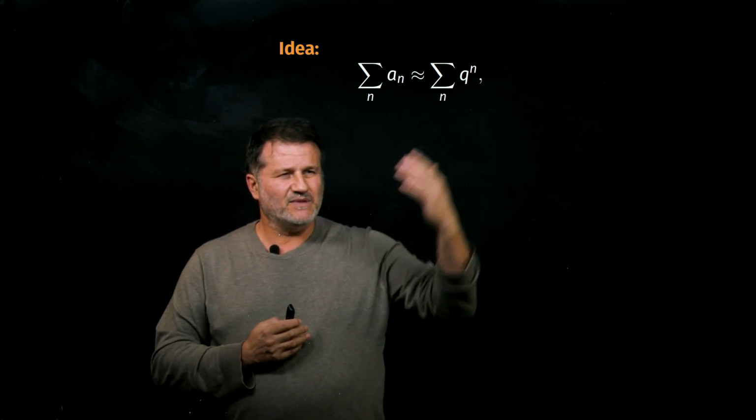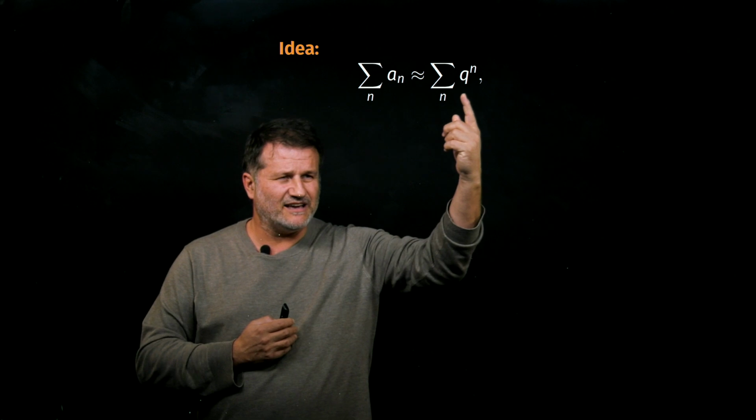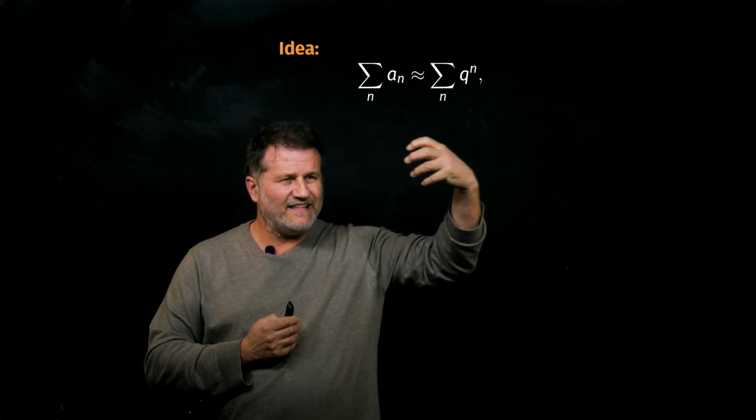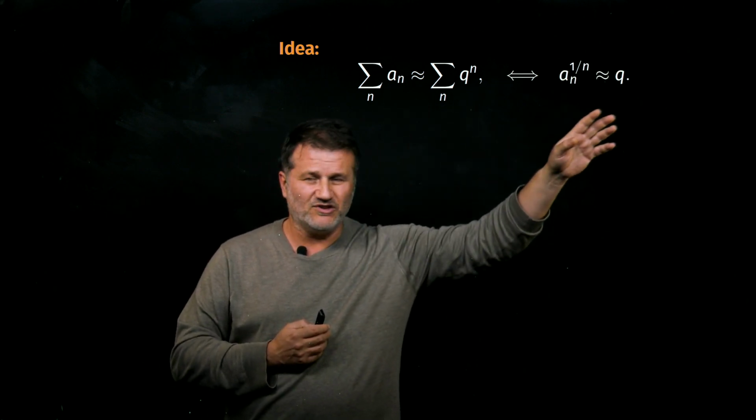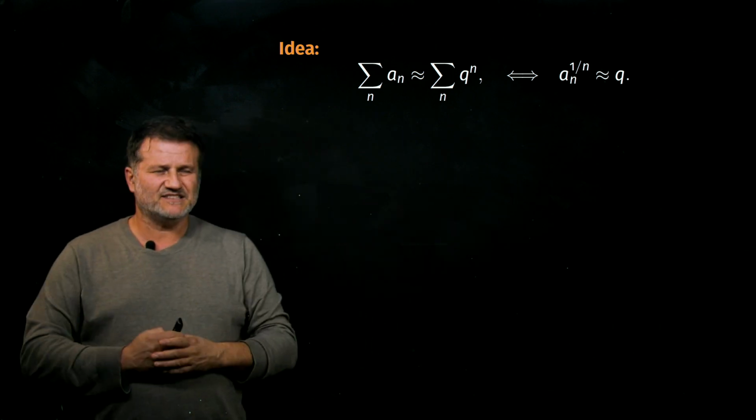But how can such a q be computed? Now, again, the idea is that if a_n looks like q to the power n, when we take the nth root of a_n, this should be like q. So this is the idea behind the test. And let's see a precise statement.